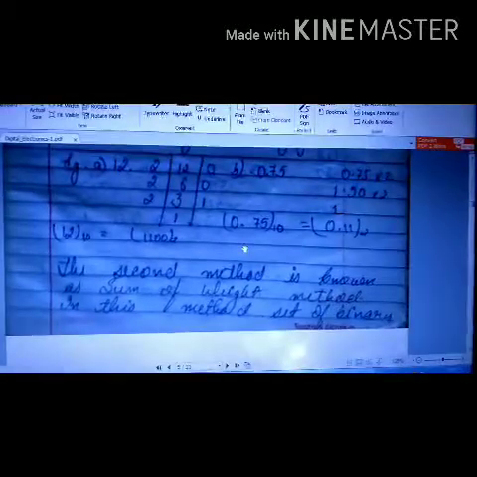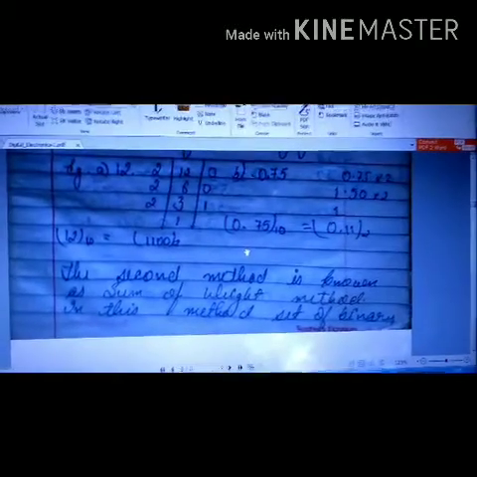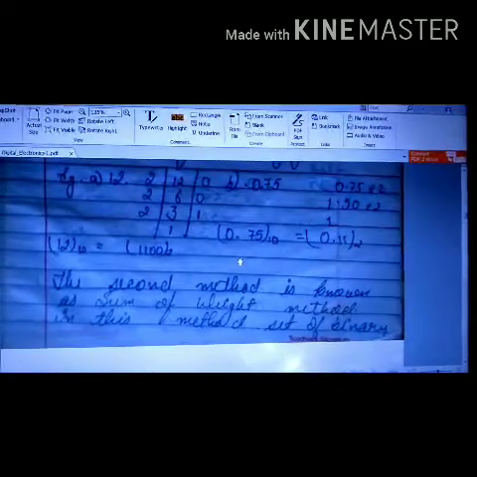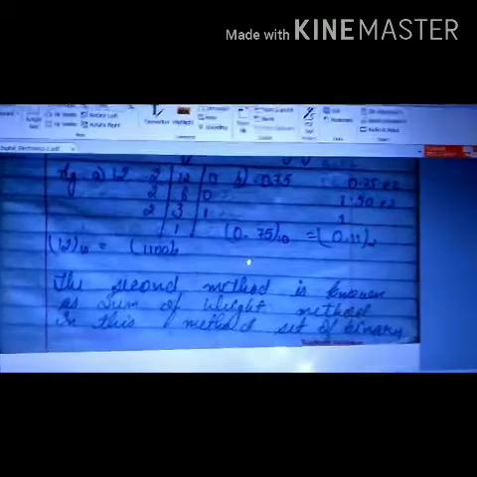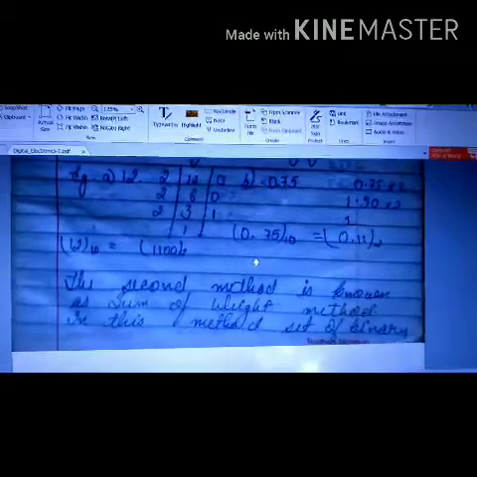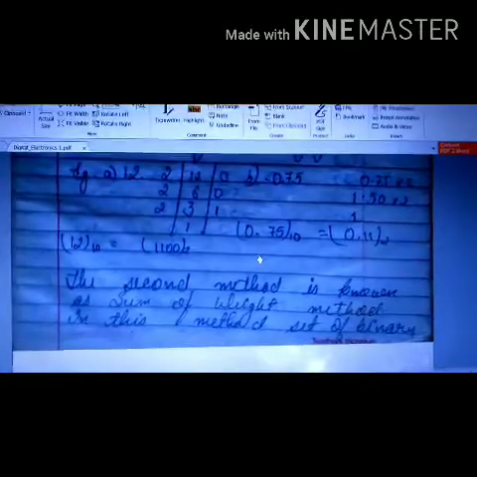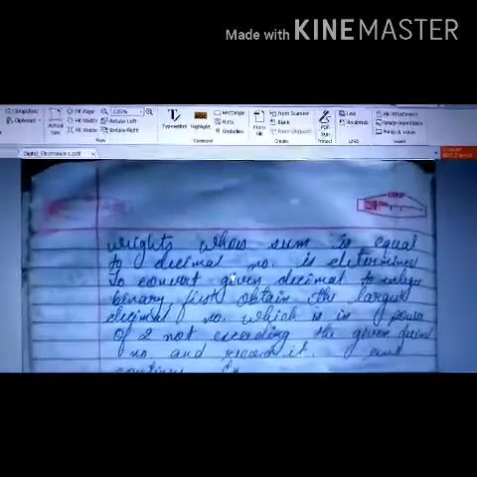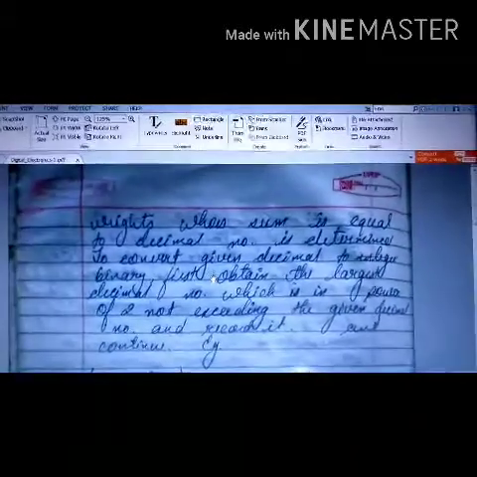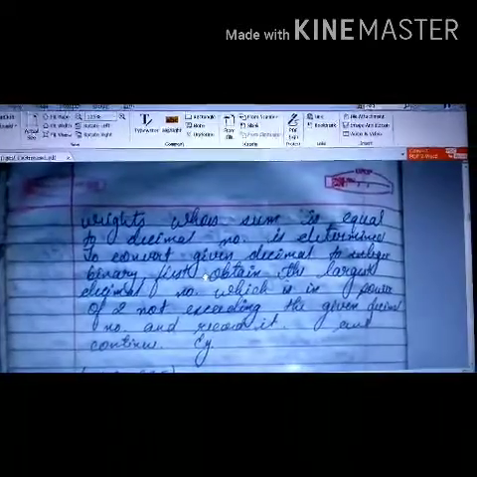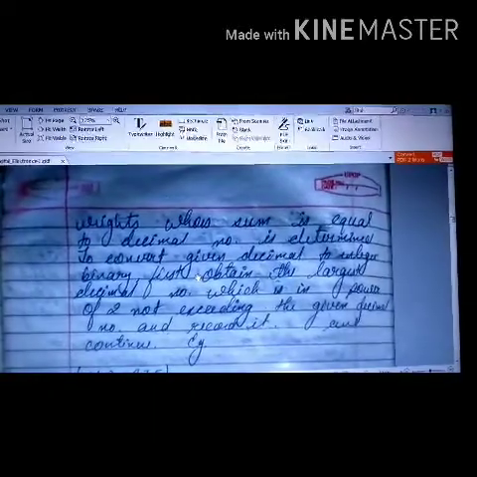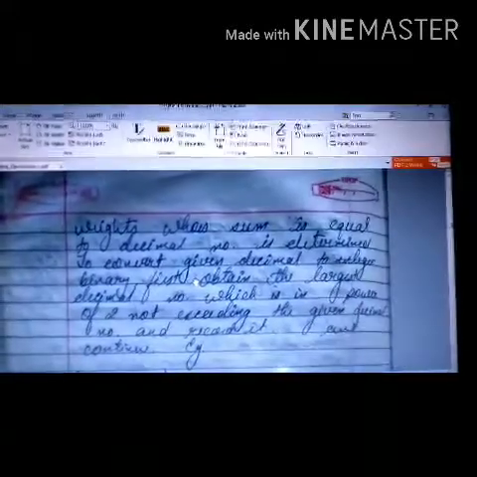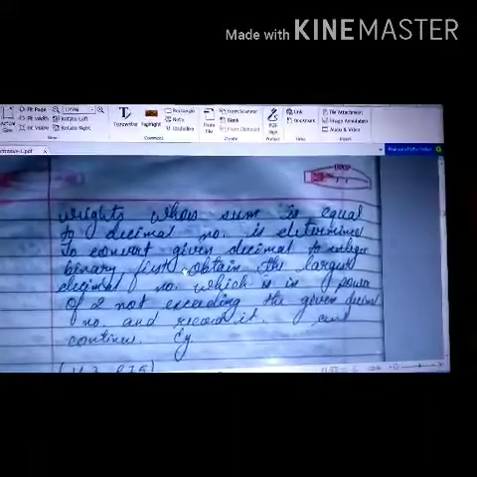The second method for conversion of a decimal number to a binary number is the sum of weights method. It is a bit long method, but using this method we can very quickly convert any number into a binary number. A set of weights whose sum is equal to the decimal number is determined. To convert a decimal number to binary, first obtain the largest number which is a power of 2 not exceeding the given number, and I record it and continue.